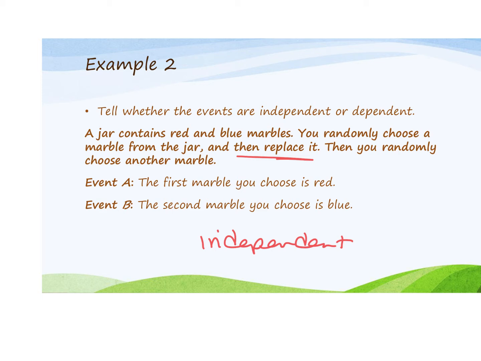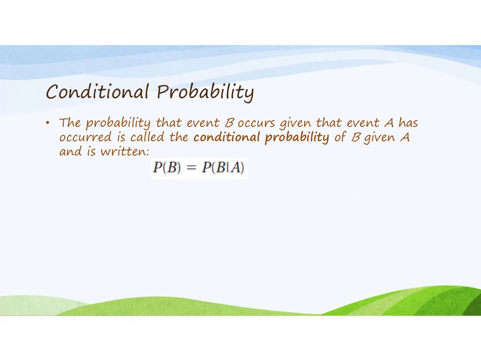The formula for conditional probability, and this is when you don't replace it. The probability that event B occurs, given that event A has occurred, is called a conditional probability. It's the probability of B given A, and it's written probability of B slash A. So what you're going to do is take into consideration that event A happened, and you've decreased the total that you have. And we're going to see this with numbers, and it'll make more sense.